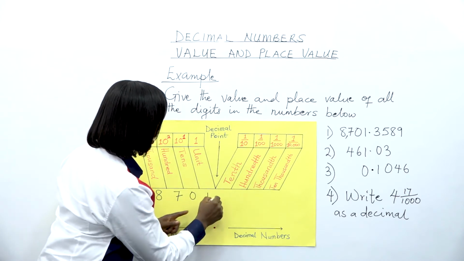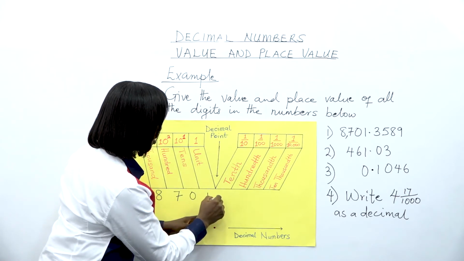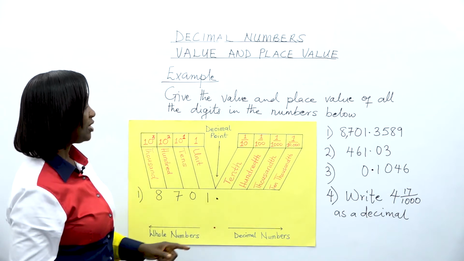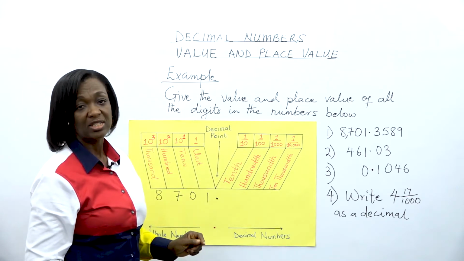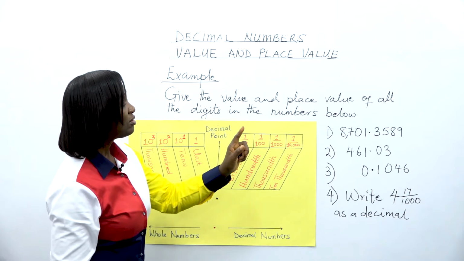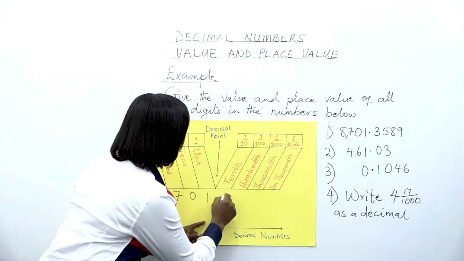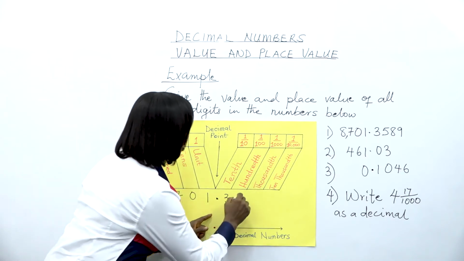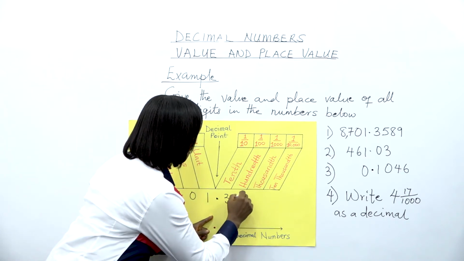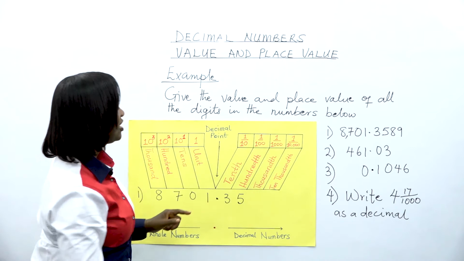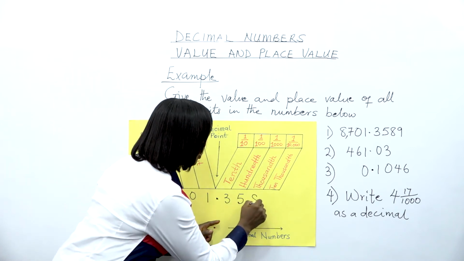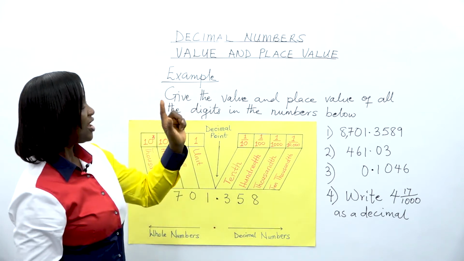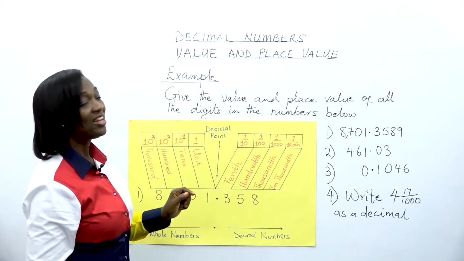And then we have our decimal point. The 3 after the decimal point is 3/10. 500th, 8,000th, and 9/10,000th.